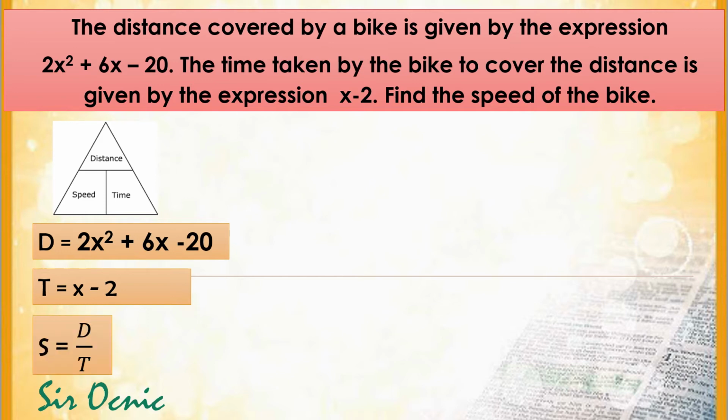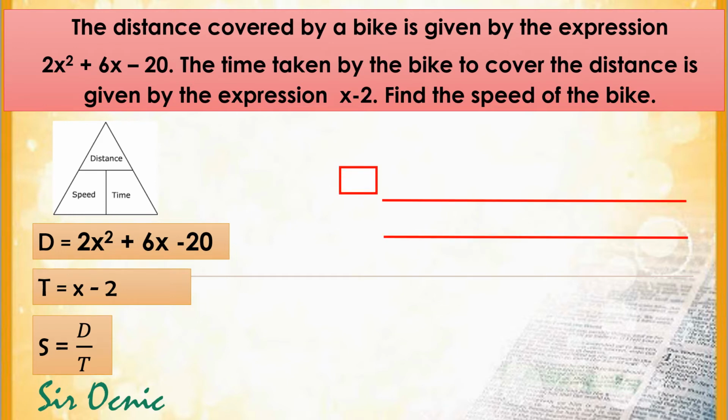Using the formula for speed, since we are required to solve for the speed, that is equal to distance over time. Therefore, we need to divide 2x squared plus 6x minus 20 by x minus 2. Using synthetic division, the numerical coefficients of our dividend are 2, 6, and negative 20. Since x minus 2 is our time, therefore, the value of x will be equal to 2.